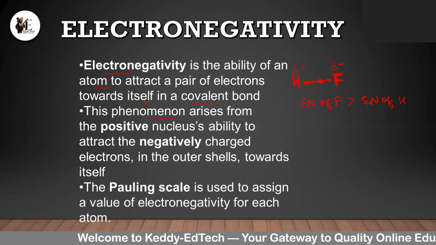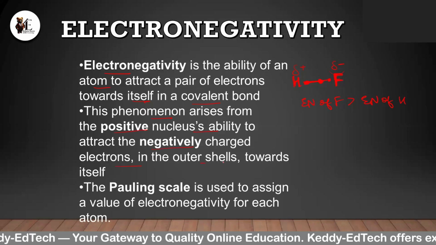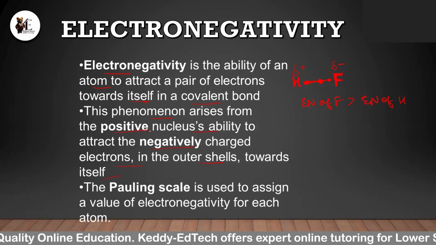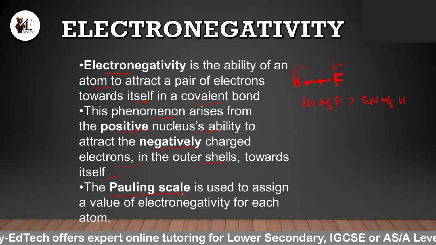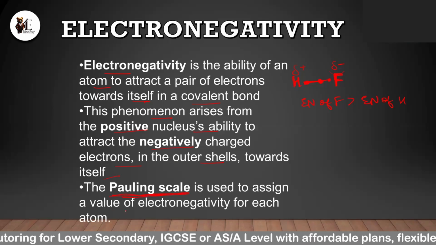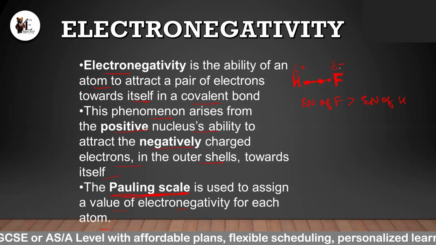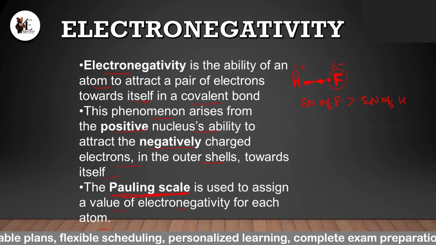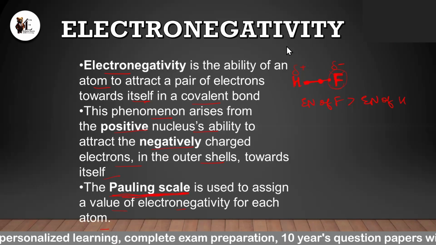This phenomenon arises from the positive nucleus's ability to attract the negatively charged electrons in the outer shells towards itself. As you know, the nucleus is positively charged, so it attracts the negatively charged electrons. Now we'll use a scale to measure electronegativity values, and that scale is the Pauling scale. It is used to assign a value of electronegativity to each atom. From the Pauling scale we get to know that fluorine is the most electronegative element in the periodic table. Clear? Yes. Note it down.